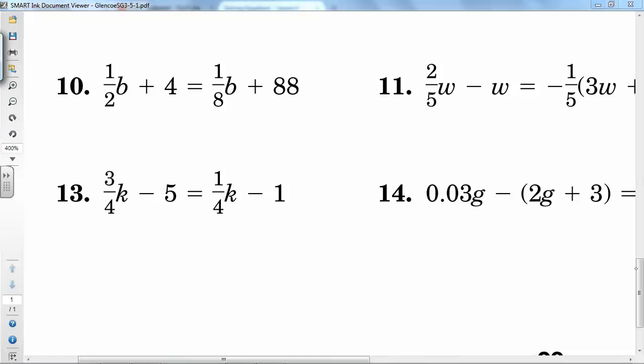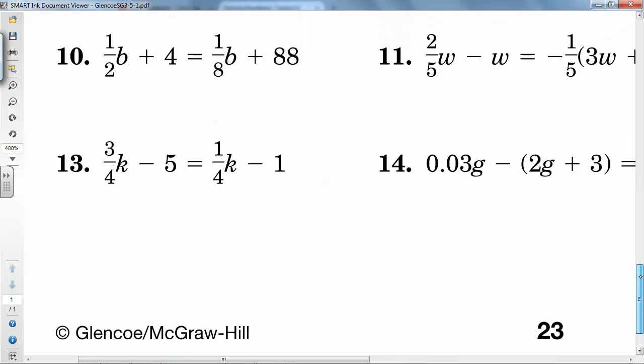How about problem number 13? I got more space to write it. Okay, 3/4 k minus 5 equals 1/4 k minus 1. I'm gonna keep my variable, k, on the left because 3/4 is bigger than 1/4. That means take away 1/4 k from both sides. That means this negative 5 should go away on the other side, so I will add 5 to both sides.